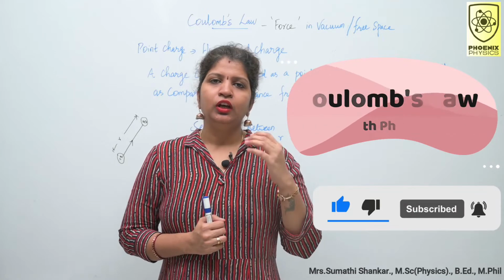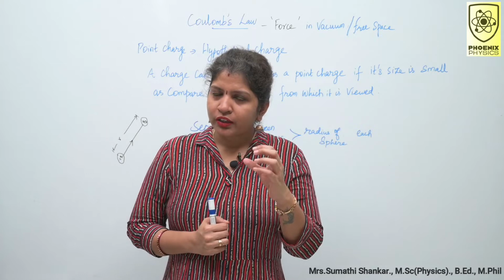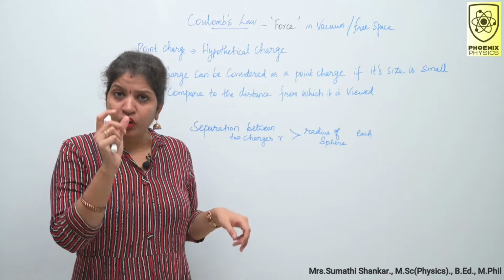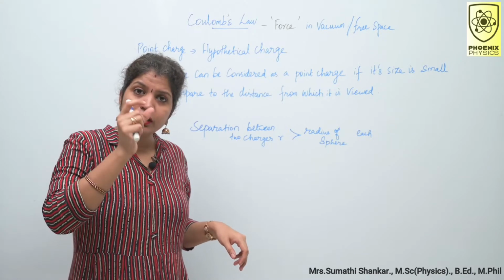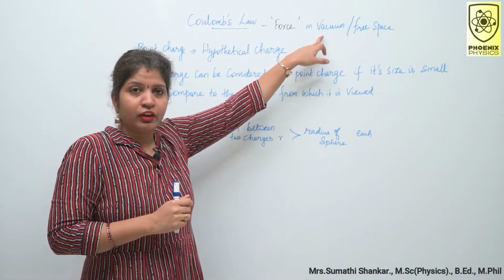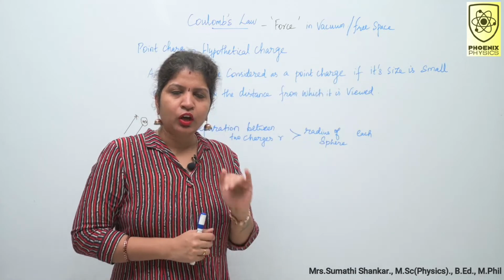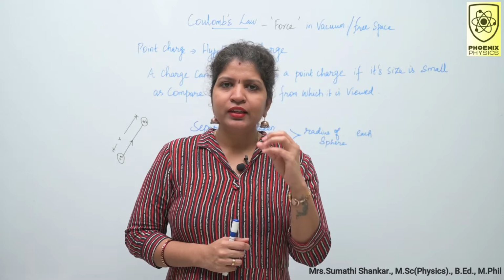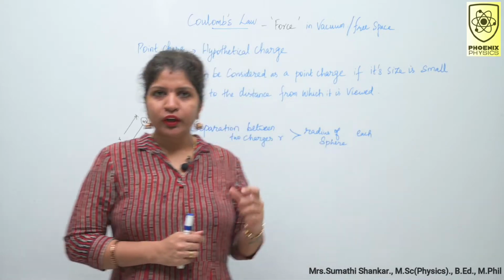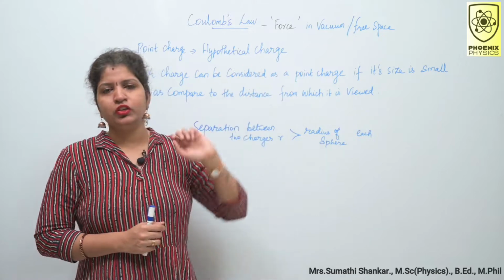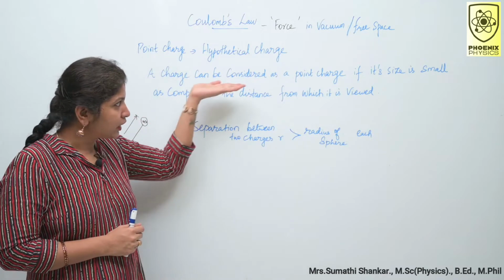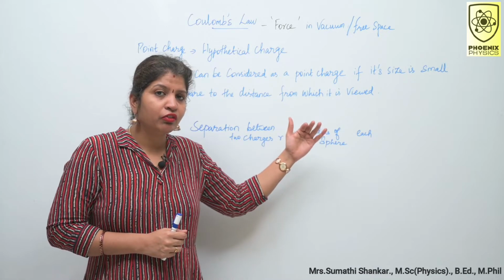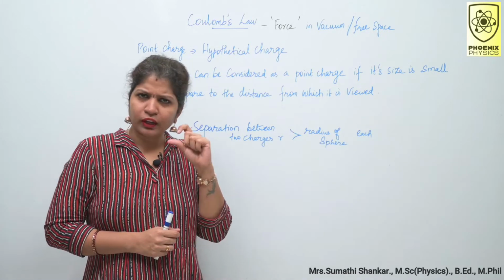Today we are going to learn Coulomb's law. It is a quantitative statement about the force between two stationary point charges, underline stationary point charges, in vacuum or free space. Now tell me, what is a point charge? Actually, a point charge is a hypothetical charge located at a single point in space. A charge can be considered a point charge if it is small compared to the distance from which it is viewed. It should look like a point, right?